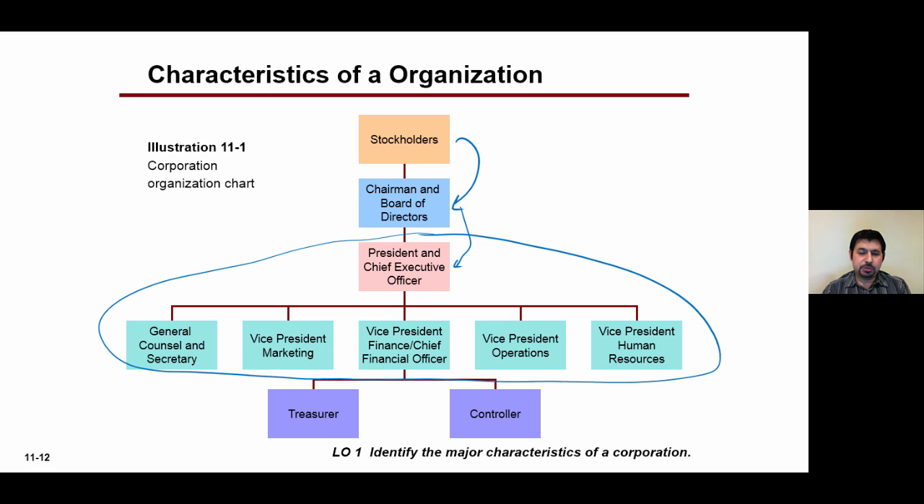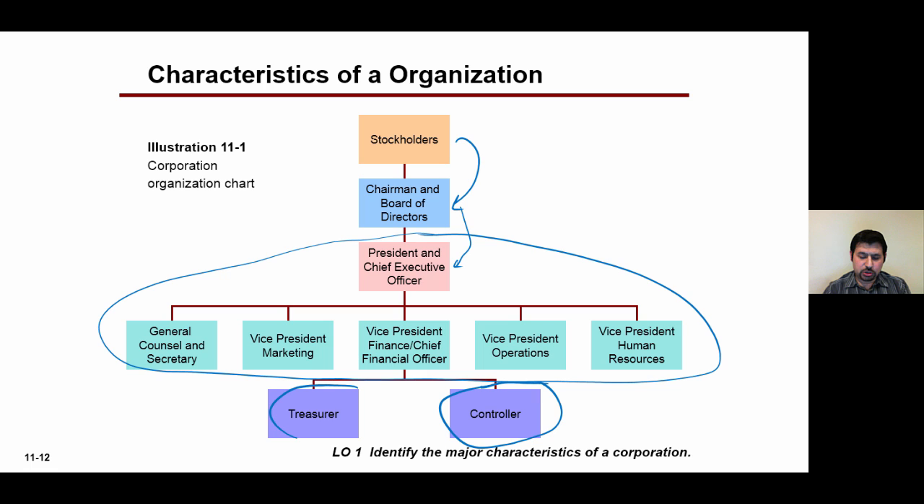Now, the chief accounting officer of the company is the controller. Their main role is to maintain accounting records and to make sure that the internal control systems are working efficiently and adequately. Also to prepare financial statements, tax returns, internal reports, etc.